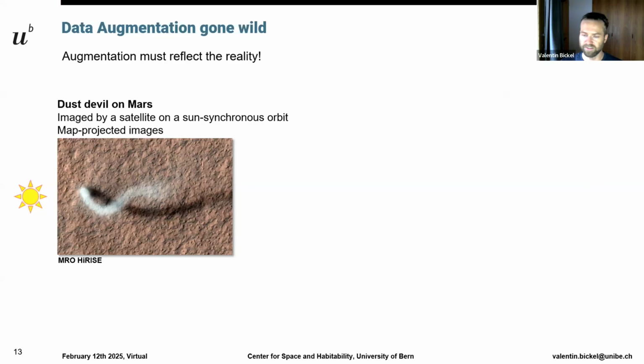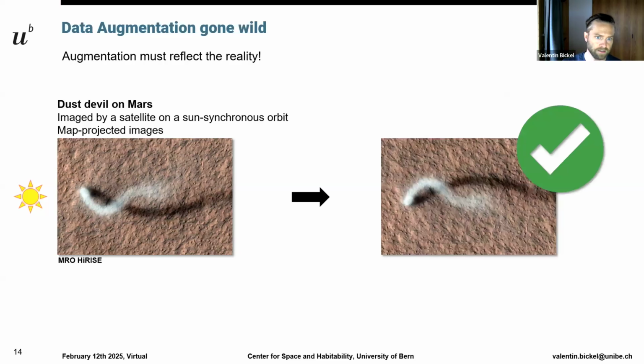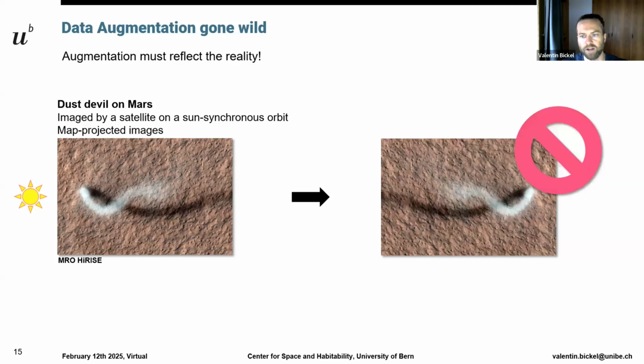So when I augment this data set for training purposes, I can easily do up-down flips. That should work. But I shouldn't do any left-right flips, because then the shadow is on the wrong side of the target. And that actually makes it harder for the model to learn what it's supposed to learn, right? So you always want to be smart about how you augment your data, with full control over what you're doing with your augmentation.